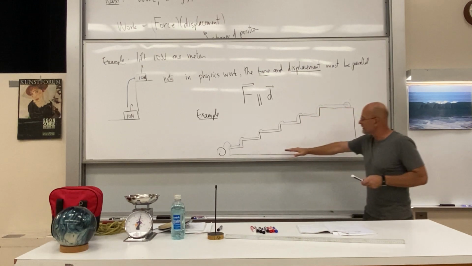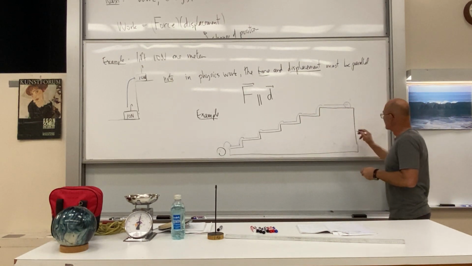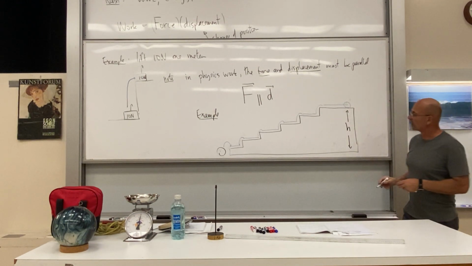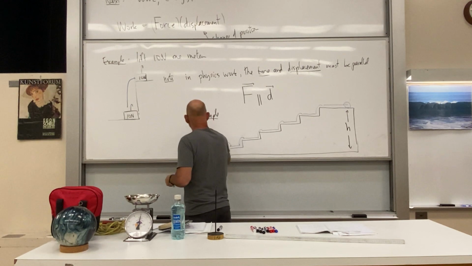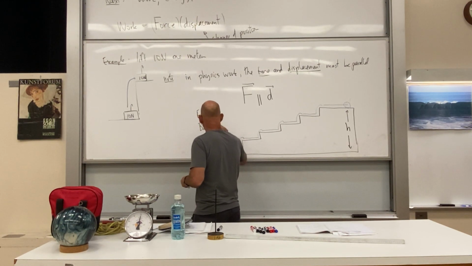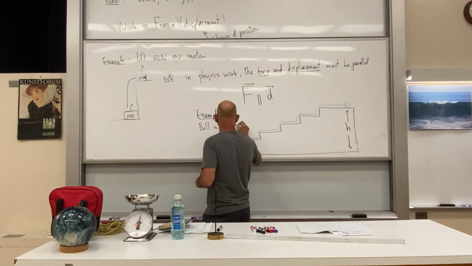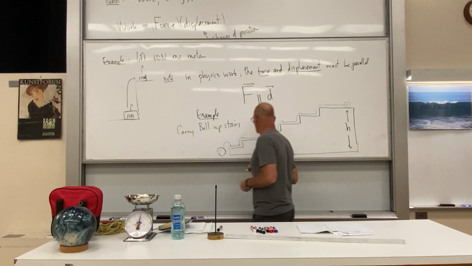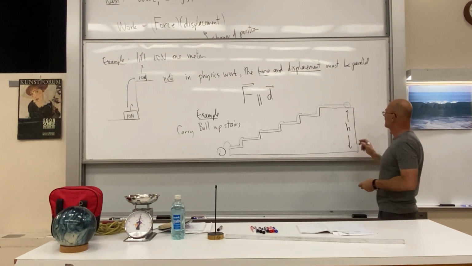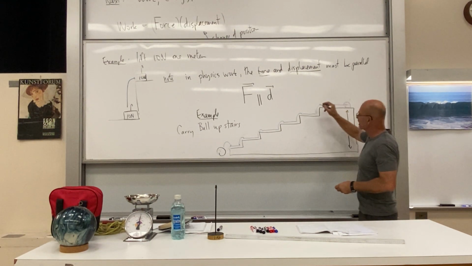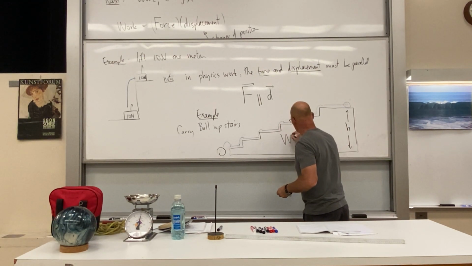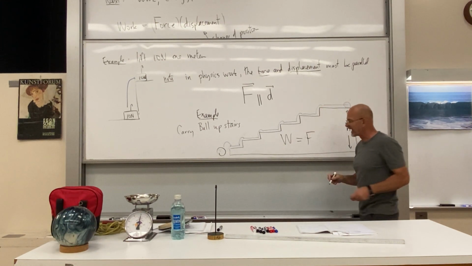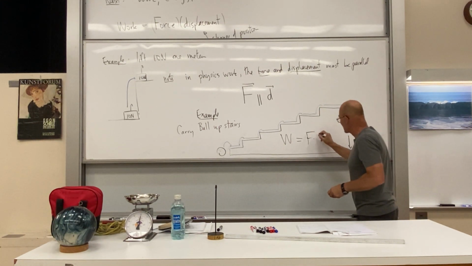All of the horizontals involved no work, but the total vertical distance h was work. So if I carry the ball up the stairs, say, in the way I just described, then the work is equal to the weight of the ball, which I'm just going to say F, the weight of the ball is F, times the height that I went.